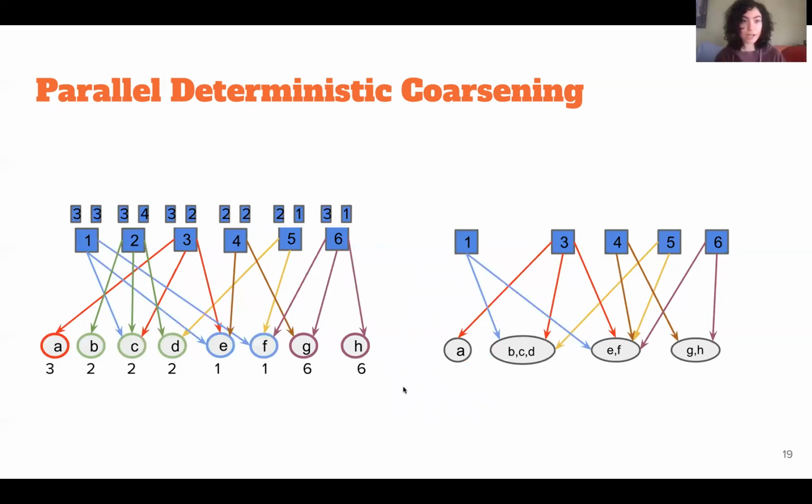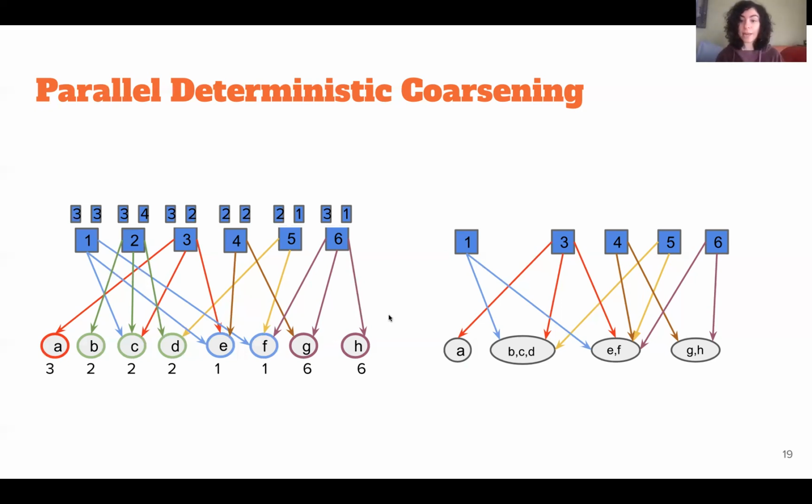Here's an example of how this parallel deterministic coarsening works in Bipart. First, we find a unique key for each hyperedge. The unique key has two components: the degree of the hyperedge and a hash of its ID. Once we find this key for each hyperedge, we assign nodes to the hyperedges based on this key. So each node will be assigned to the hyperedge with the largest key. For example, BCD will be assigned to hyperedge 2 because that has the largest key. Nodes E and F will be assigned to hyperedge 1, nodes G and H will be assigned to hyperedge 6, and node A will be assigned to hyperedge 3.